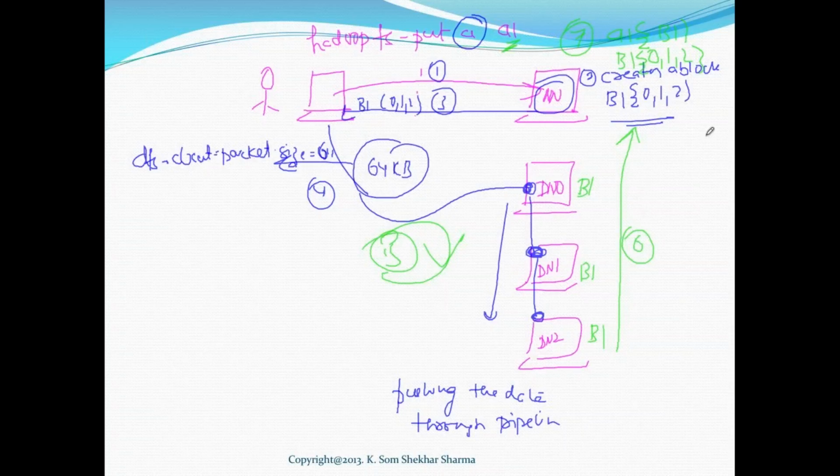Once the blocks are completed, they will send this information to the name node via heartbeat signal. The name node will then update the metadata, right? So this will happen. Is this clear?